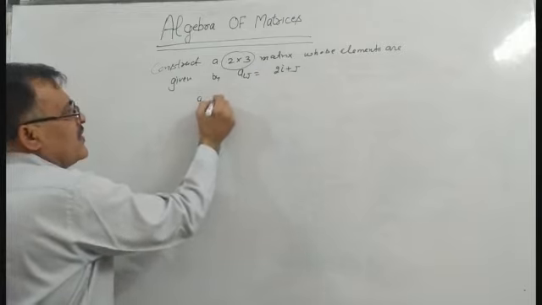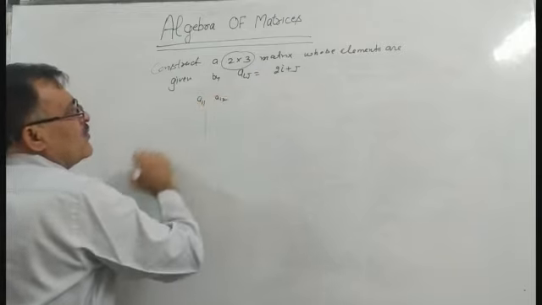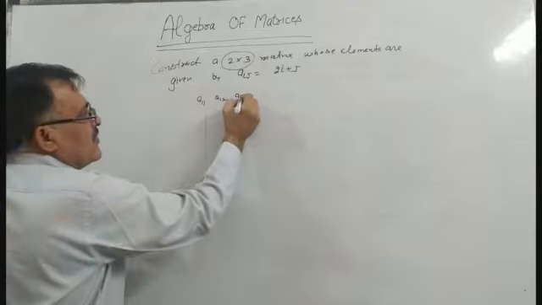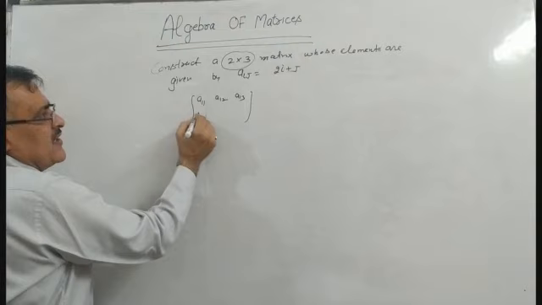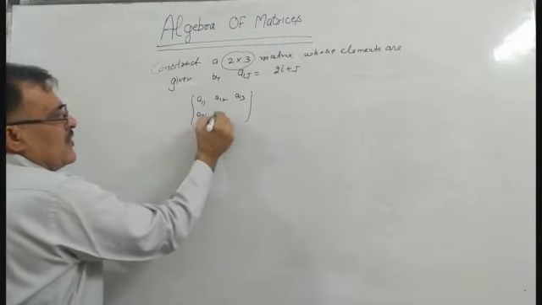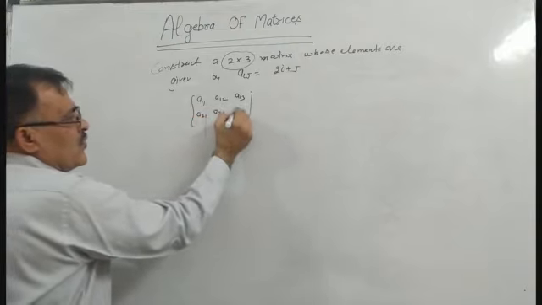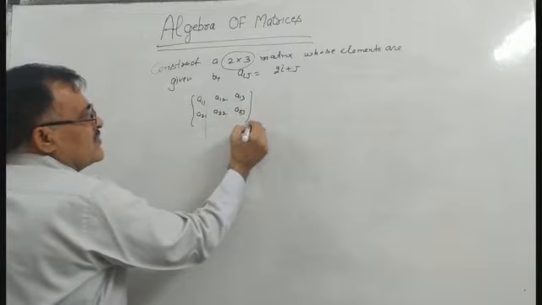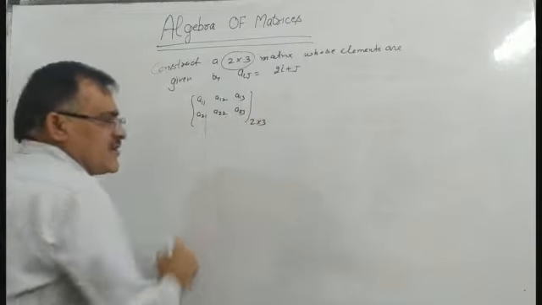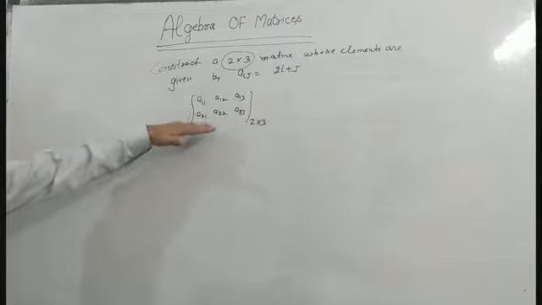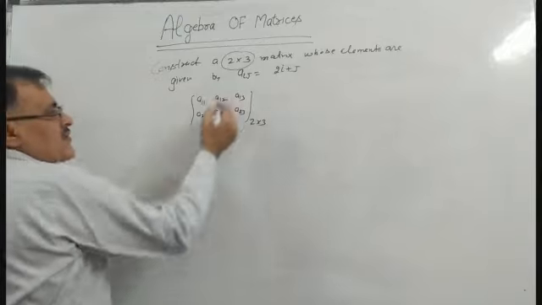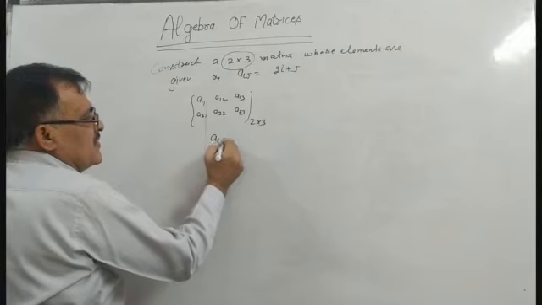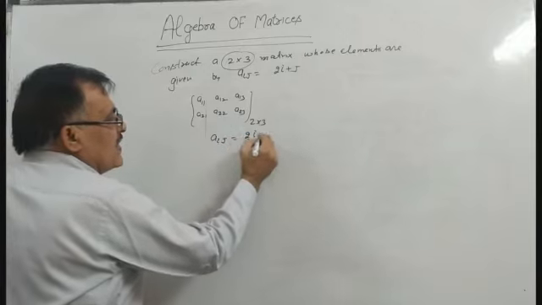A11, A12, A13. In the second row, A21, A22, A23. This is the 2 into 3 matrix. First, draw a matrix of order 2 into 3. Now we use the Aij formula, 2i plus j.